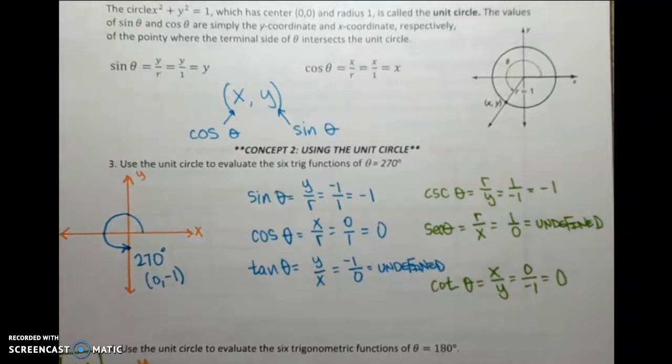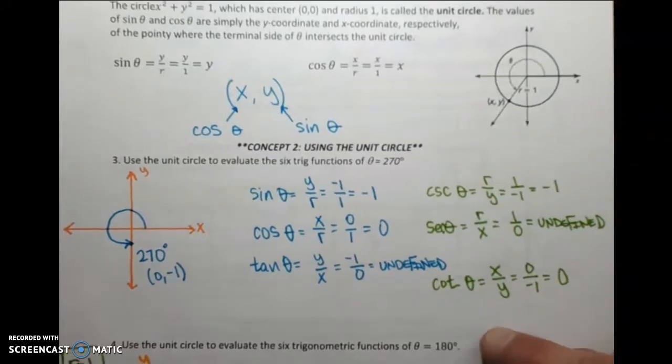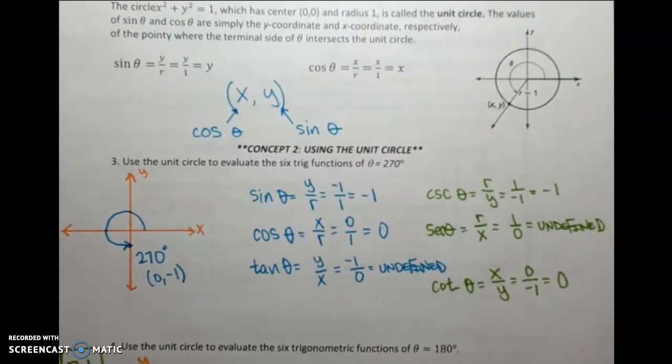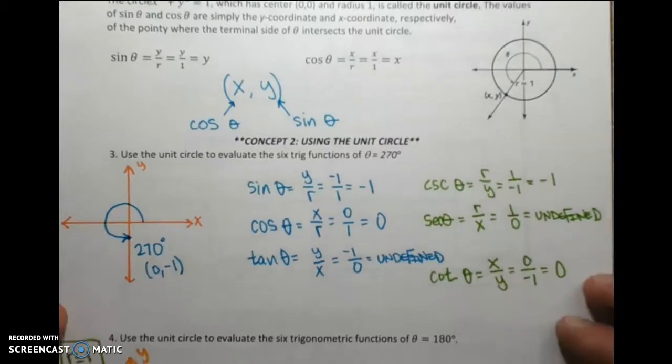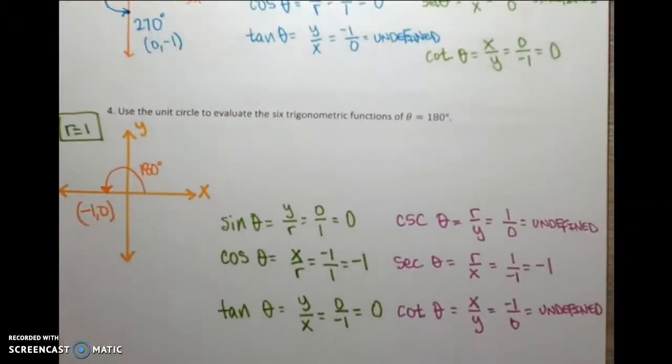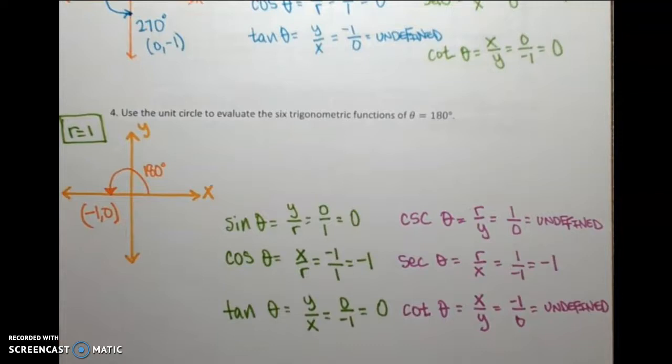Alright, try number 4. That is 180 degrees. Again, it will lie on the x-axis. So, give it a try. Pause now, give that a try. I'm going to go ahead and show the answer. Okay. Pause that, continue to look at that. I'm going to move on to the next question.